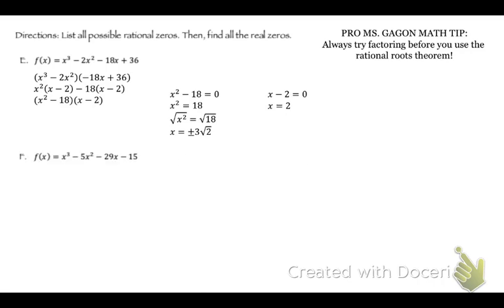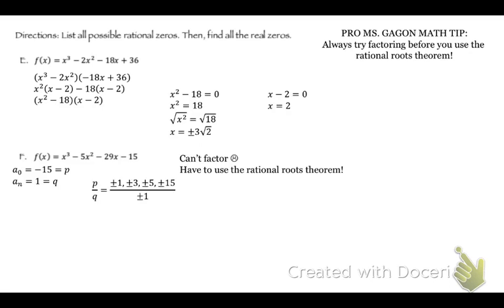Okay, let's look at F. This one we can't factor, so we have to use the rational roots theorem. So my a sub 0 equals negative 15, my a sub n equals 1, which means p equals negative 15, q equals 1. So my possible zeros are plus or minus 1, plus or minus 3, plus or minus 5, and plus or minus 15.